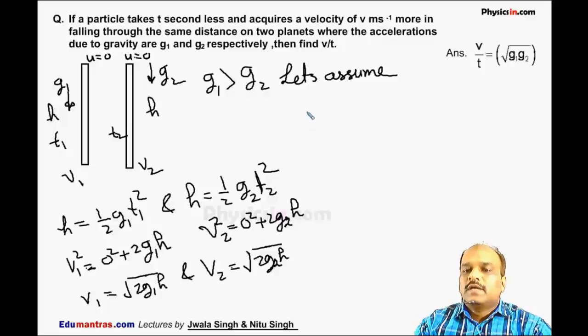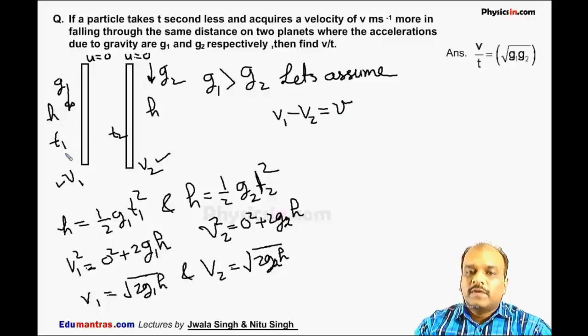Now it is given that the particle acquires v speed more. So if g1 is greater than g2, v1 minus v2 is equal to v. If the acceleration is more, then while falling the same distance, this particle acquires more speed while this particle acquires less speed. So v1 minus v2 is v. This is the difference which is given.